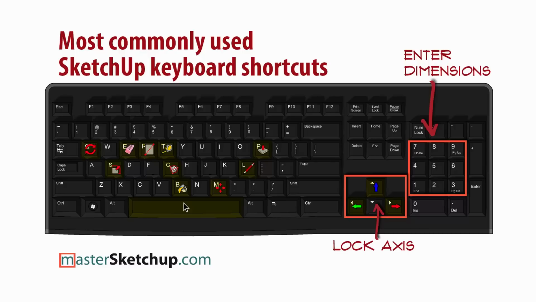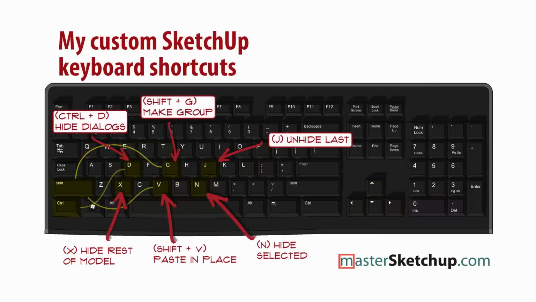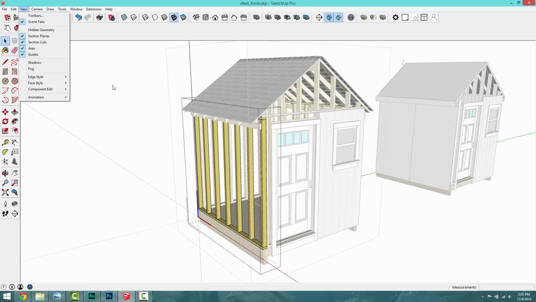But I actually have some additional custom keyboard shortcuts that I use in my workflow, and I will link to the file in the video description where you can download and import those shortcuts into your own SketchUp program. So the first custom keyboard shortcut that I created is found in the View menu under Component Edit, Hide Rest of Model.